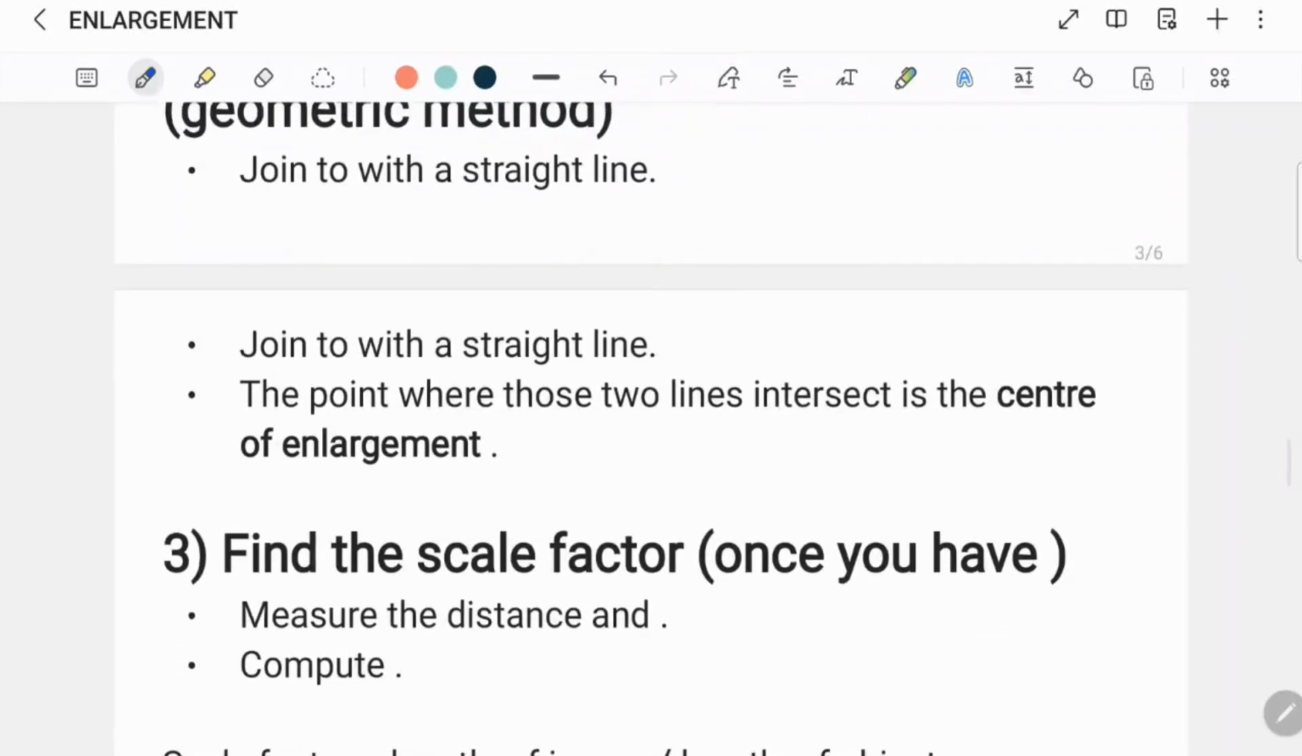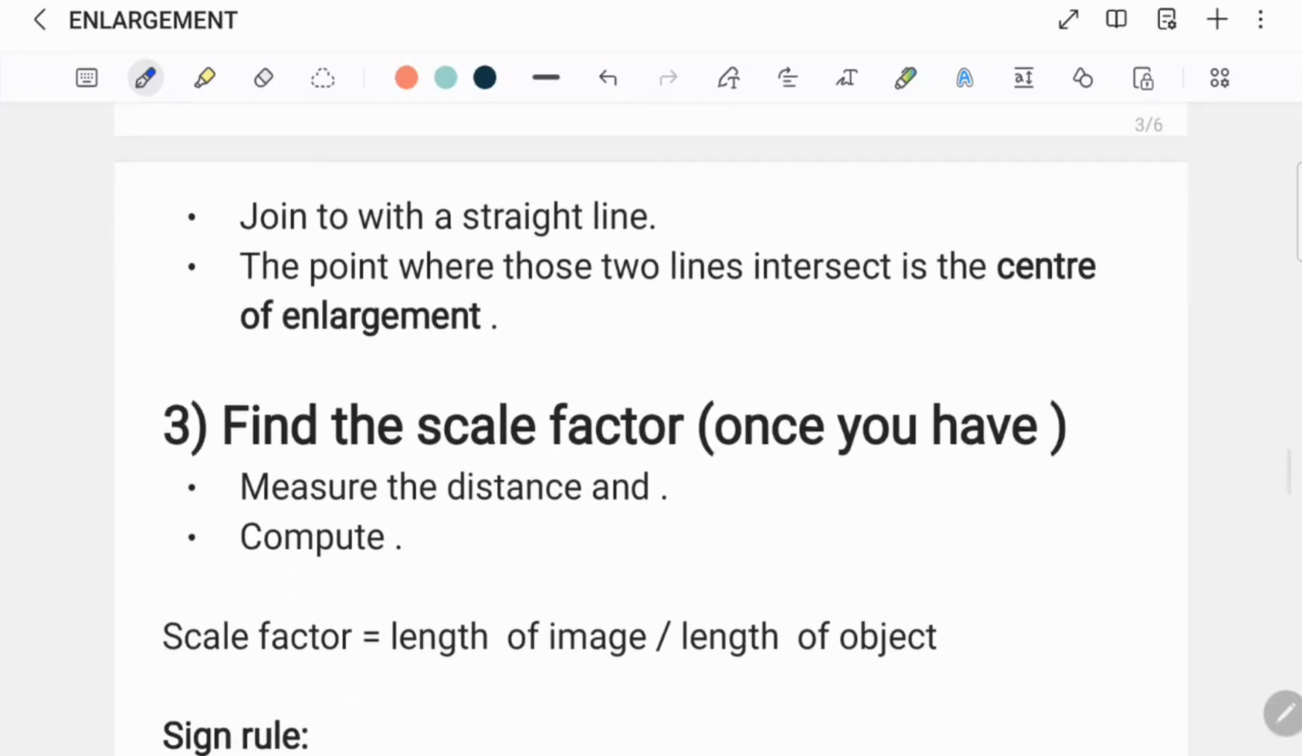How to find out the scale factor? You just have to write down the length of the image upon the length of the object. Also, if the center of enlargement is in the middle of the object and the image, then it's a negative scale factor. Otherwise, if the center is at the corner, then it will be a positive scale factor. The scale factor is the length of image upon the length of object.